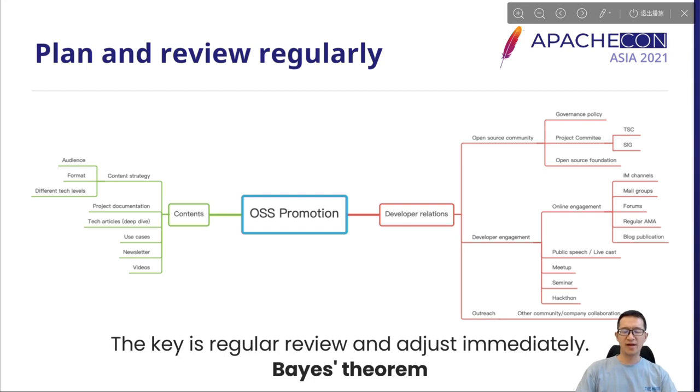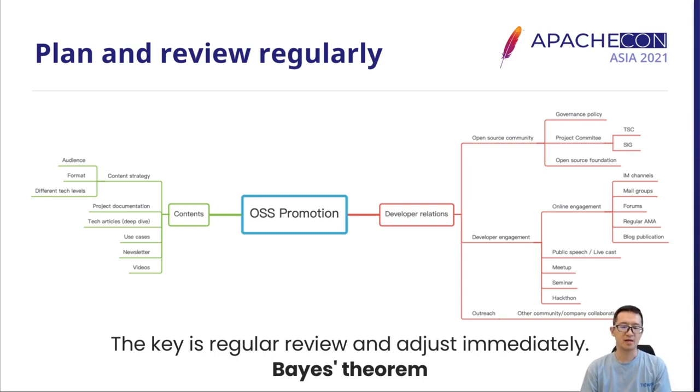But just writing up the plan is not all of it. I mean, that's actually just the start of the whole story. The key is to continuously review and adjust the plan immediately when you think something has changed or there's a better idea. So in this way, use the Scrum ceremony to conduct your community operations.